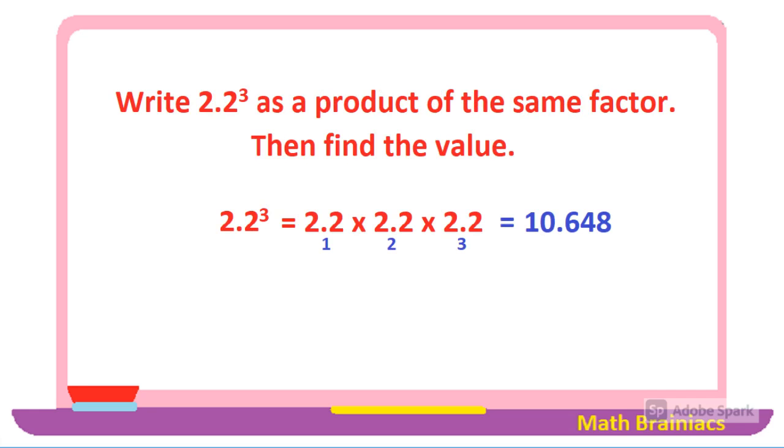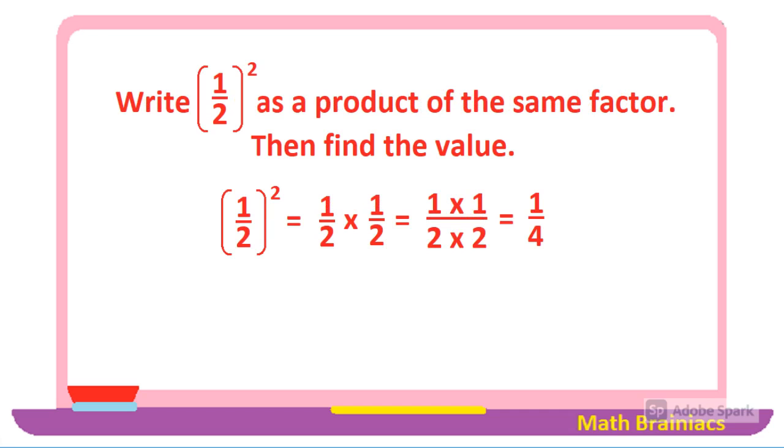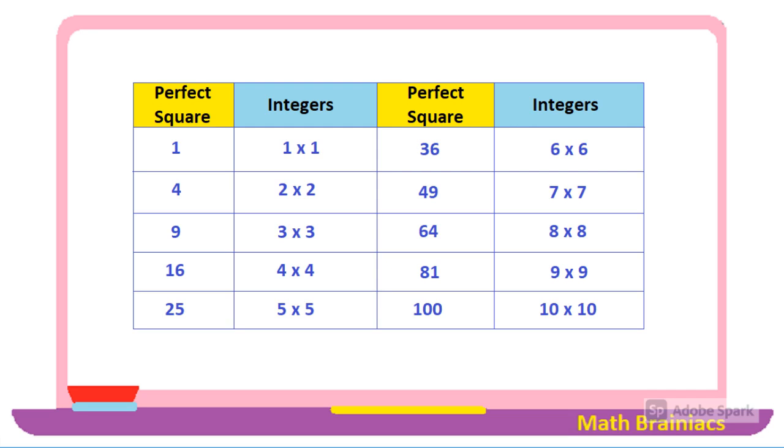While in finding the value of the number as a product of the same factor, you're going to multiply the factor based on the number of exponent. And it will give you the value. Like in this example, the value of 7 raised to the power of 2 is 49. And the value of 1/2 raised to the power of 2 is 1/4. You're going to multiply the numerator with the numerator and the denominator with the denominator if the base is fraction. And don't forget that perfect square is the product of the number multiplied by itself.